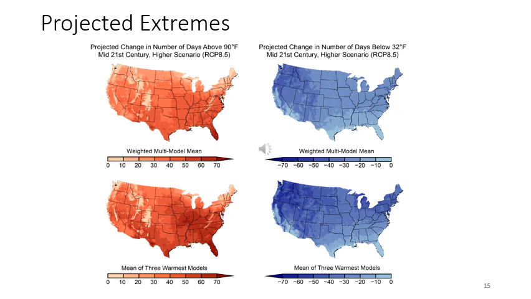And at the bottom of the graph, again, you see the mean of the three warmest models for both projections: the number of days with the heat waves, which are defined as the number of days above 90 degrees, and then the number of days of cold spells, so cold waves, with the temperature below 32.